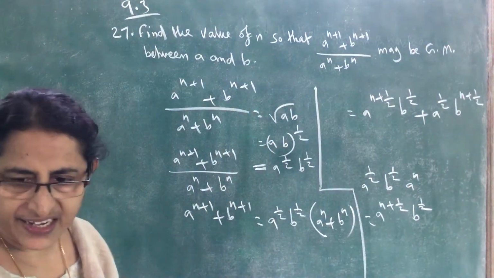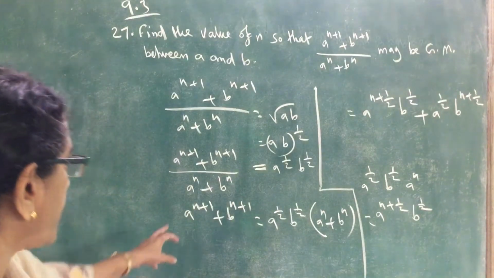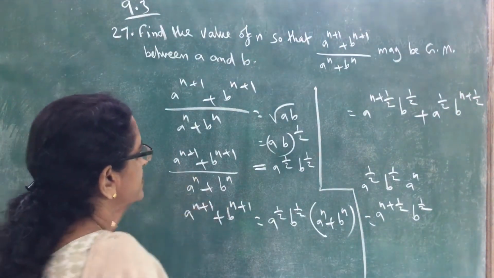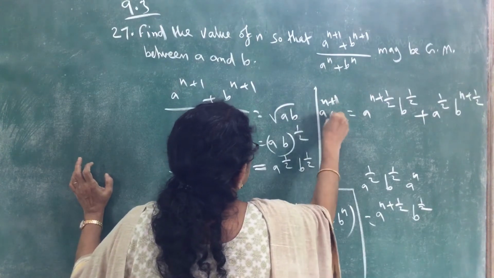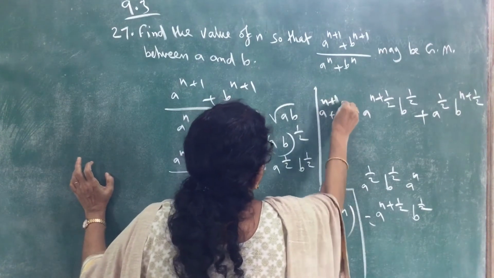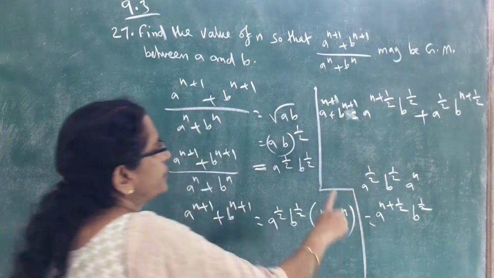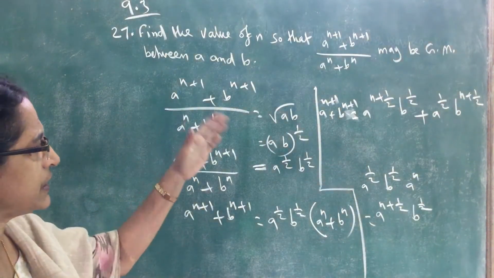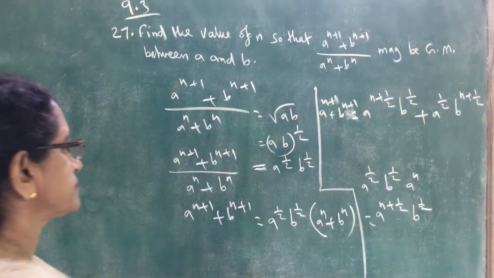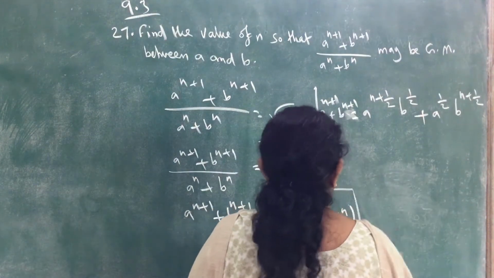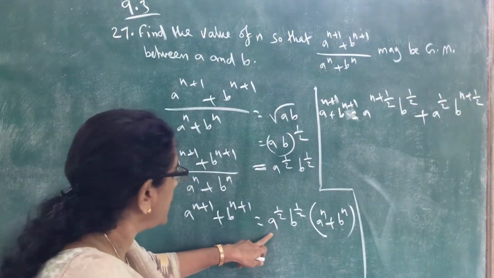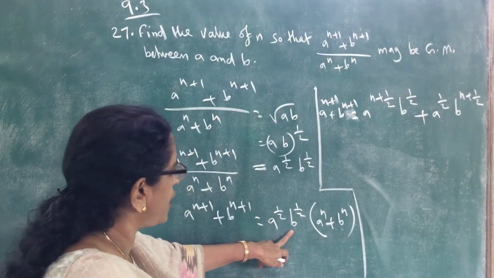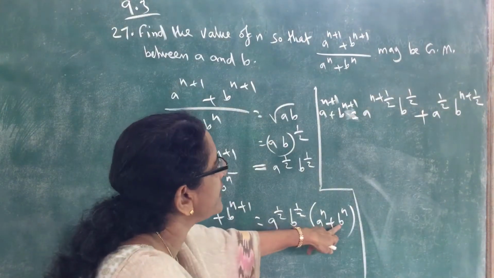So we got the LHS. What is the LHS? The left side is A raised to n plus 1 plus B raised to n plus 1, equal to what we got: A raised to n plus half into B raised to half plus A raised to half into B raised to n plus half.